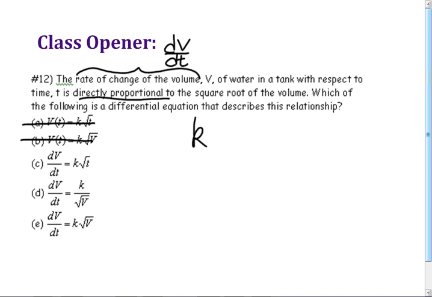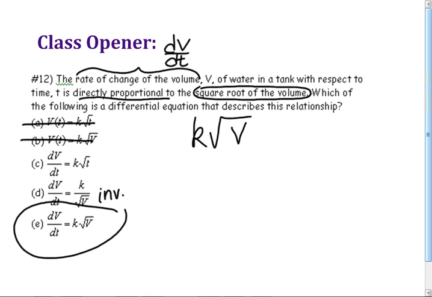It's multiplying some constant times the square root of the volume. So it's not the square root of the time. It's not inverse. This is inverse here. So it has to be E. Yes, D is the inverse. If they said inversely proportional, it would be D. Easy to make a mistake. If they had said inversely, you would have chosen D.